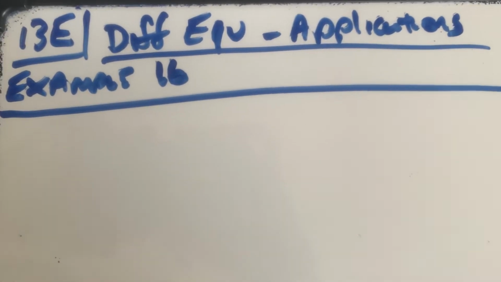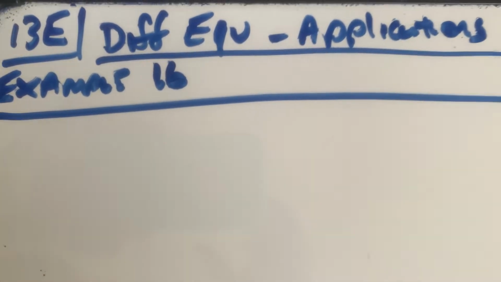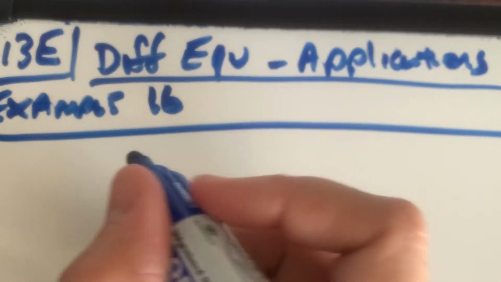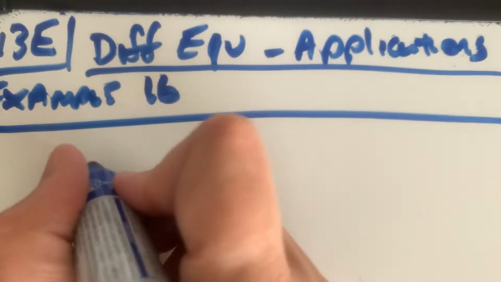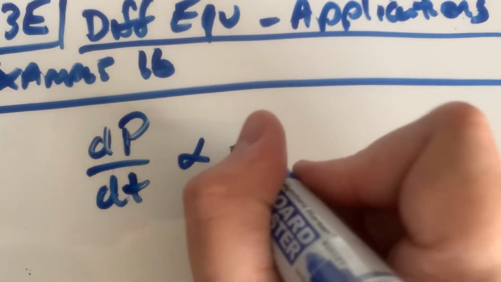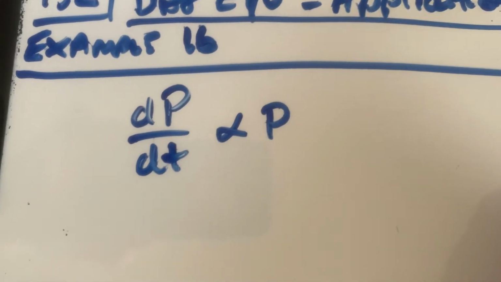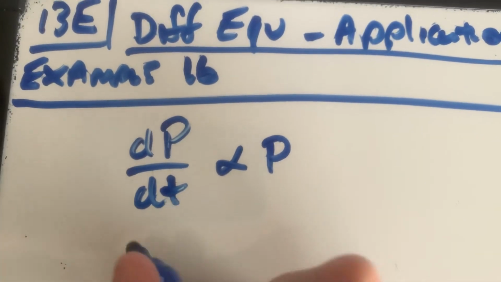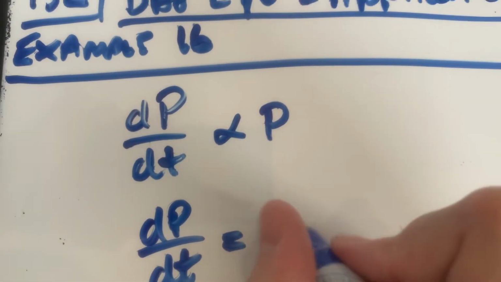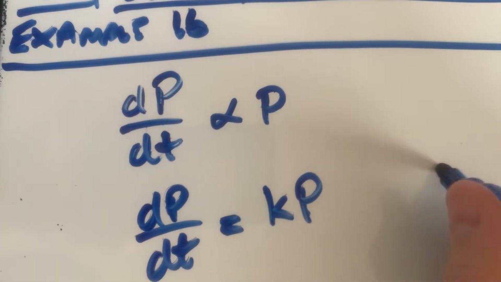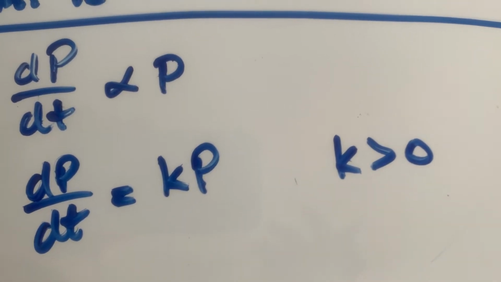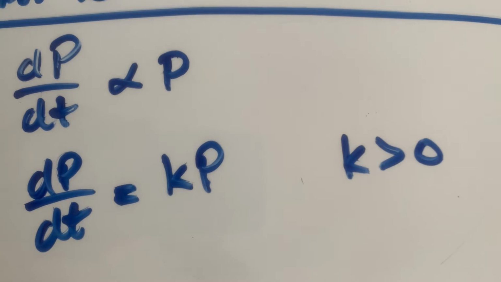So we start with the most important fact, that the population increases at a rate proportional to the population at the time. So the rate that the population increases is proportional to the population. As a differential equation, we'll write that as dP/dt equals KP. K is bigger than 0 because our population is increasing.